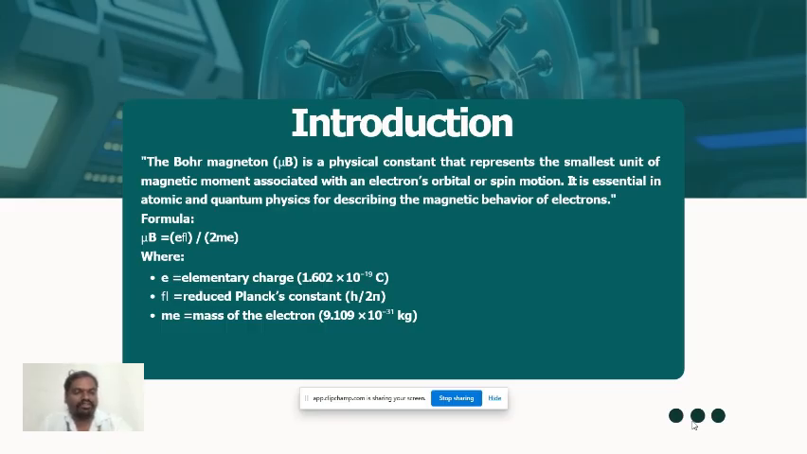The formula is μB equals eħ divided by 2me. e is the elementary charge, 1.602 × 10^-19 coulomb. ħ is the reduced Planck's constant, h divided by 2π. me is the mass of the electron, 9.109 × 10^-31 kilogram.